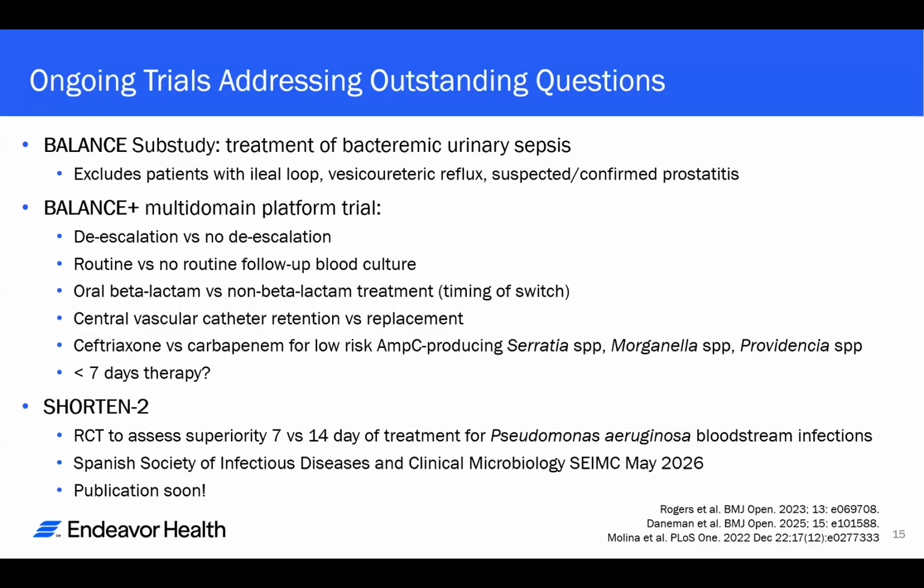There's another trial, SHORTEN-2, that's a randomized controlled trial to assess superiority of 7 days versus 14 for Pseudomonas bloodstream infections. And this was actually presented at the Spanish Society of Infectious Disease in May, and it looks like we have pretty favorable results there. They did a desirability of outcomes ranking, so they're taking into account both the efficacy and the side effects and things like that of the patient. So look for this. We should have a publication very soon that may give us more answers about Pseudomonas.